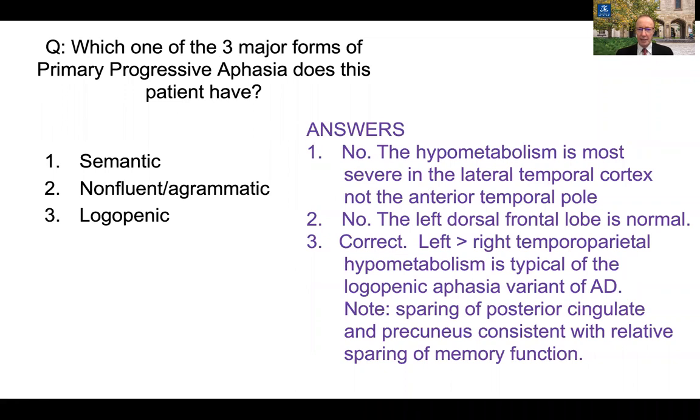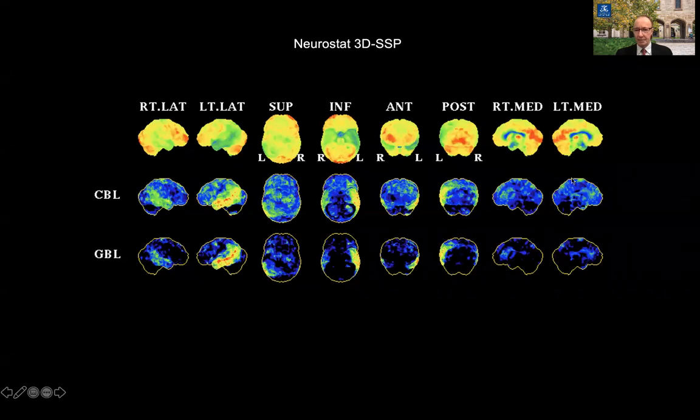3, logopenic aphasia, correct. There is left greater than right temporoparietal hypometabolism, typical of the logopenic aphasia variant of AD. So it looks like AD, except it's worse on the left. But note there is sparing of the posterior cingulate and precuneus, consistent with relative sparing of memory function. If we go back, you'll see there's a little bit of reduction, but not much in the precuneus, and nothing going on in the posterior cingulate. It's relatively intact. Now, this is typical of the variant forms or atypical presentations of Alzheimer's disease.